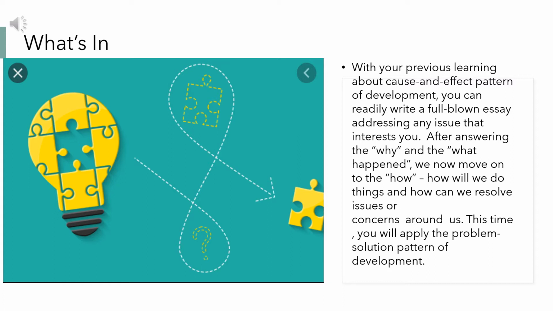So just like that puzzle, we have to find the solution on how we can put that missing piece perfectly on that incomplete puzzle. So again, it's the question how? How will we do things and how can we resolve the issues or concerns around us? So that's what we do in problem solution pattern of paragraph. Okay?